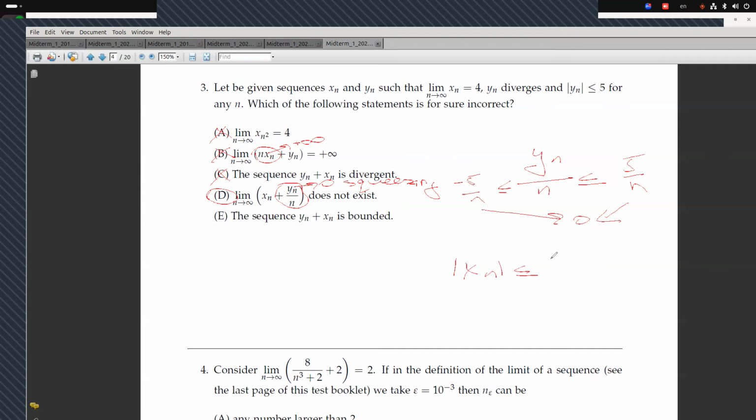Bounded plus bounded is bounded. Hence, the correct answer is D. Because once again, yn over n tends to 0. Even though yn is divergent, yn divided by n is convergent.